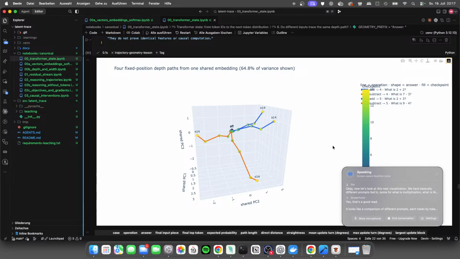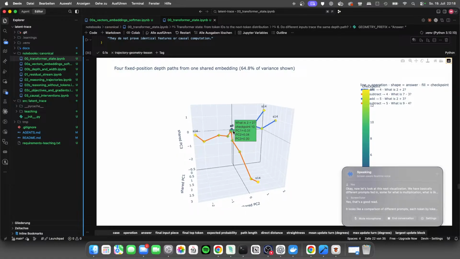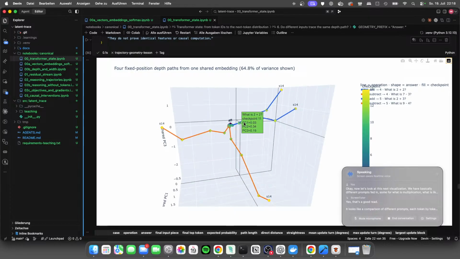The final states you mentioned, like those S14 points, are the model's last states for each token position, meaning after the full depth. So you're seeing how different prompts trace different trajectories. Some may diverge early, some stay similar for a while, then split. That helps you see where meaning and context start to differ in the model's internal representation.